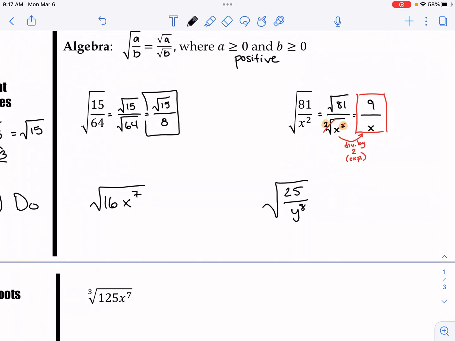Okay, so I'd like for you to pause the video at this point, try these two problems and see if you can simplify, and when you're done, resume the video. We're going to go over it now, so this is your warning. Just counting down from 3, 2, and 1.